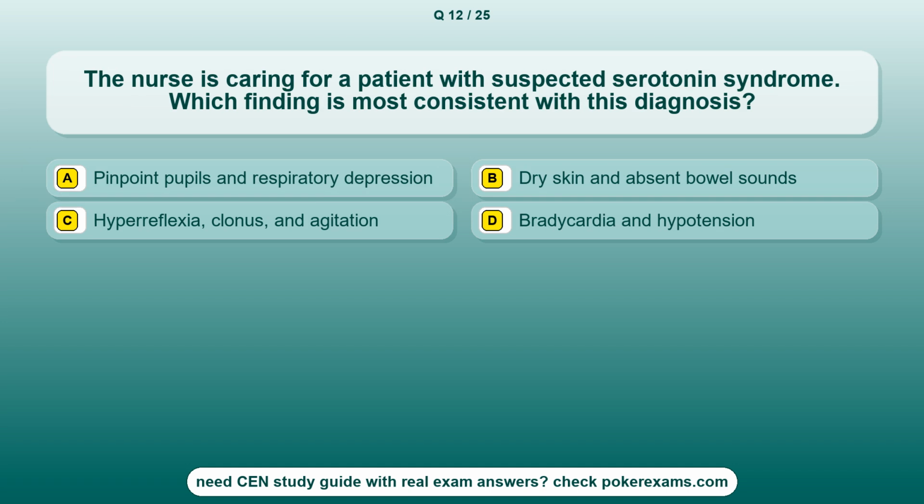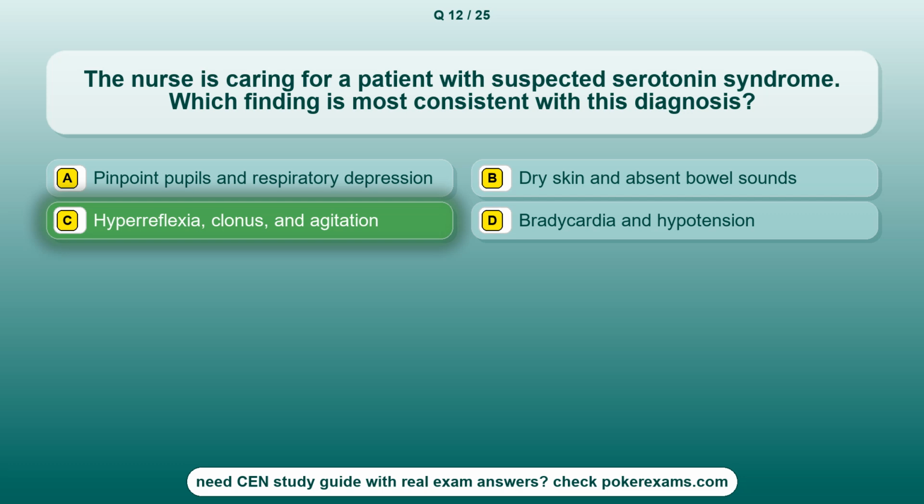Question 12. The nurse is caring for a patient with suspected serotonin syndrome. Which finding is most consistent with this diagnosis? Option A, pinpoint pupils and respiratory depression. Option B, dry skin and absent bowel sounds. Option C, hyperreflexia, clonus, and agitation. Option D, bradycardia and hypotension.